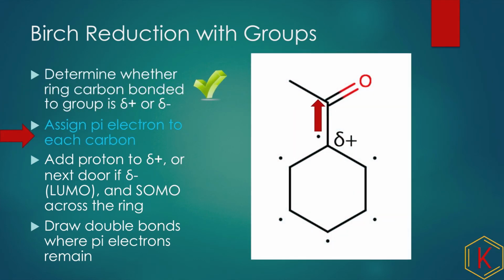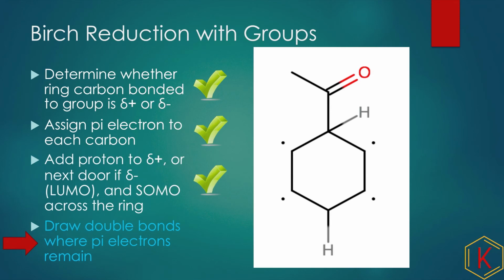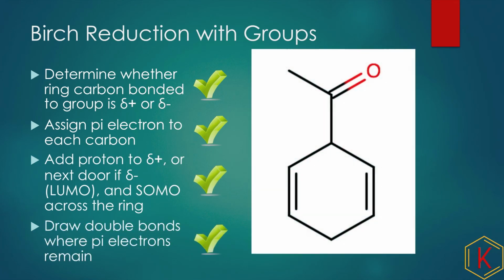Then, let's add the proton to the delta plus site, and, of course, another one at the SOMO across the ring. Perfect. Now, all we have to do is connect the dots and draw the double bonds where the pi electrons remain. And that will lead us to our major organic product.